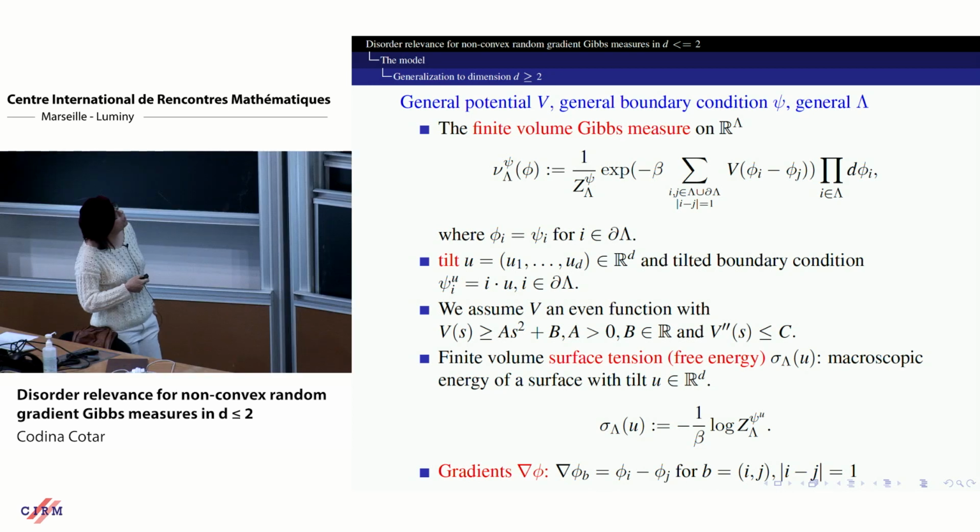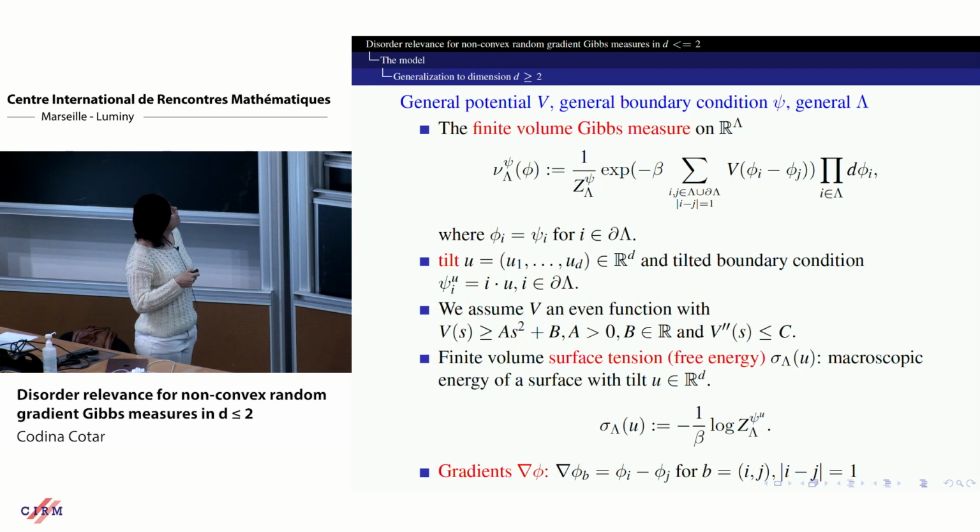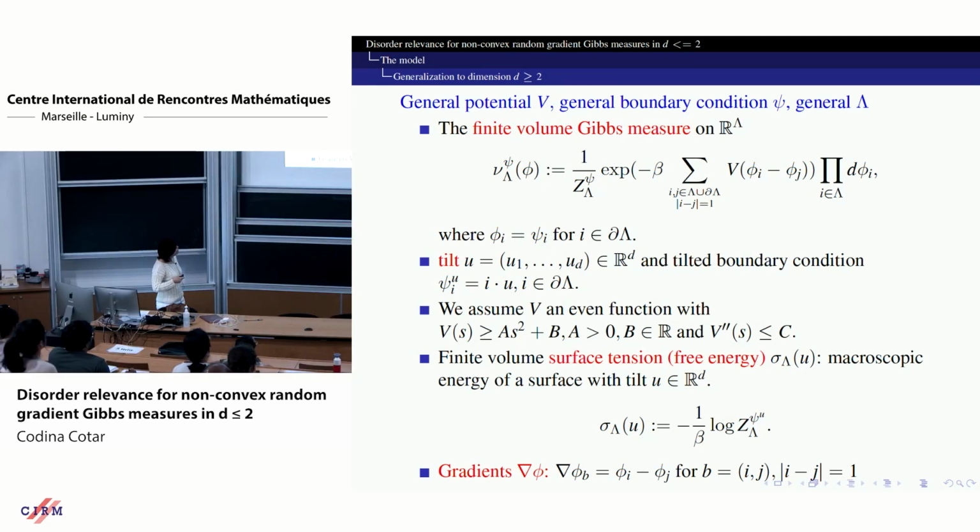Just the same way, you have 1 over a normalizing constant, exponential of minus beta, and the sum of V(phi_i minus phi_j), where i and j are either in the box or on the boundary, and are points at distance 1 from each other. And again, we have the Lebesgue measure, and on the boundary, I'm going to fix phi_i to be some finite psi_j.